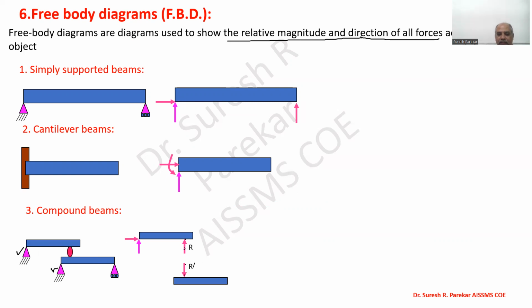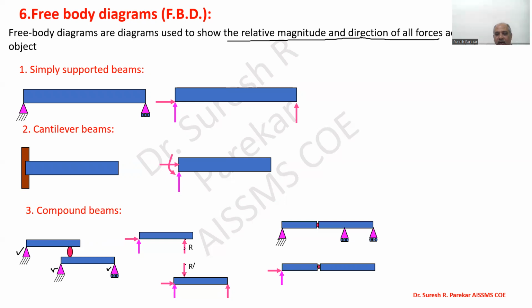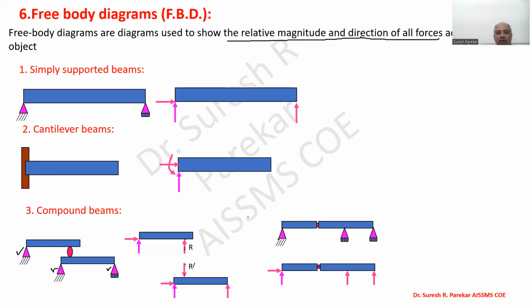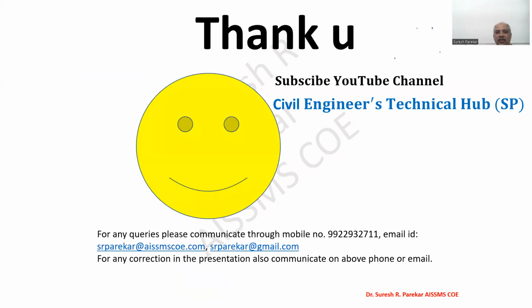Then for this simple support we have two reactions, and for this roller support one reaction. Now if we go to this one, we can have a simple support with two reactions, a roller support with one reaction, and another roller support with one reaction. So likewise, we have to go for the free body diagrams. So this is all about your basic concept.